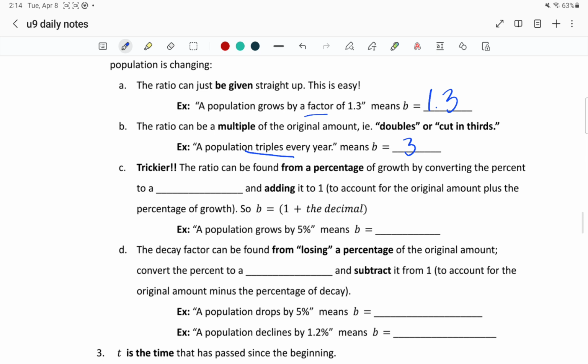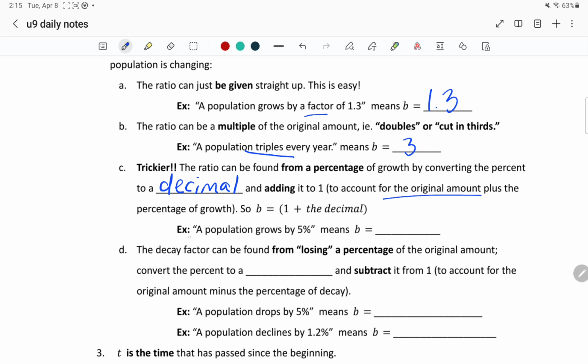And the last way that we can see it is as a percent. If we're talking about a percent of growth, we need to convert the percent to a decimal. Your calculator can do that for you. And then if we're talking about growth, we need to add 1 to the growth, right? If we're growing, we need to make it bigger. We add 1 to account for the original amount plus the percentage of growth. You're welcome to try out why that works on your own, but for the purpose of this video and for time, I'm not going to go into it too much here.